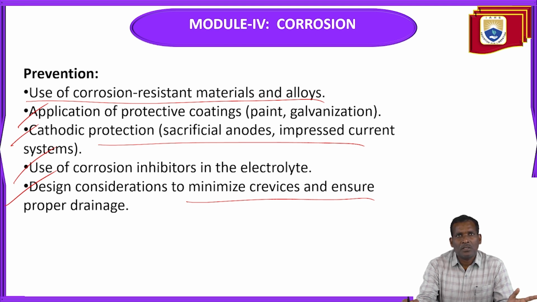So by using corrosion resistant materials and alloys, you can prevent this wet corrosion process. Application of protective coatings, paint and galvanization, we have already seen in the protective coating methods. And also use corrosion inhibitors in the electrolyte, and design to minimize crevices and ensure proper drainage.